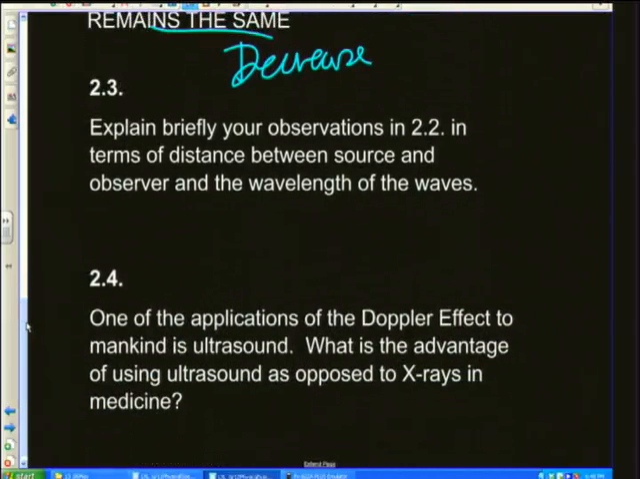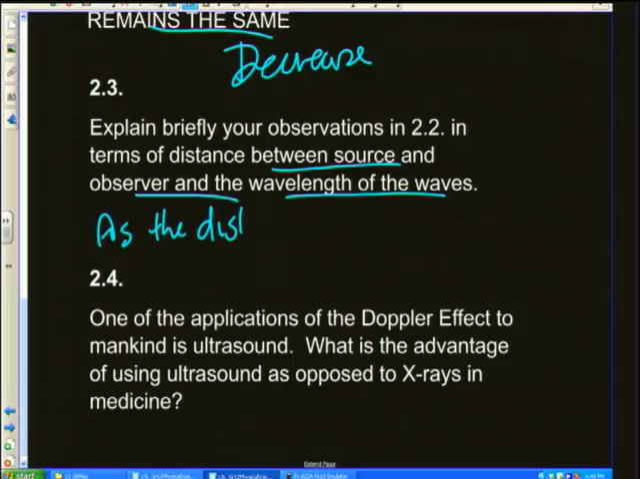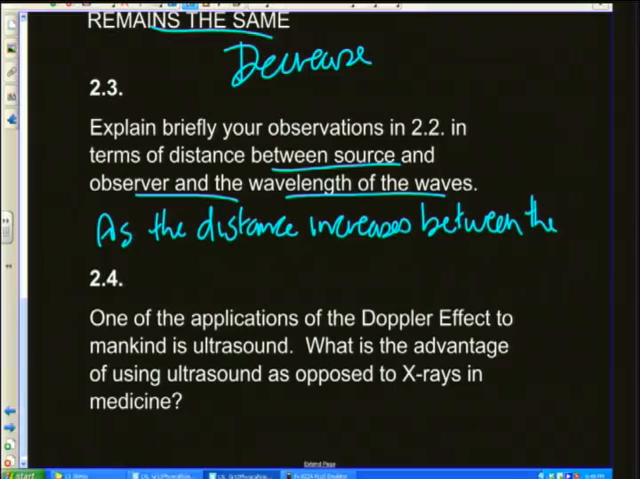Okay? It then tells us to explain briefly your observation in 2.2 in terms of the distance between the source and the observer and the wavelength of the waves. So what we're going to say, as the distance increases between the observer and source, we say the wavelength increases.